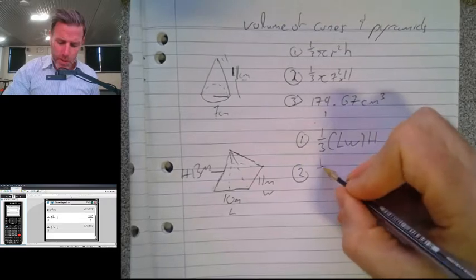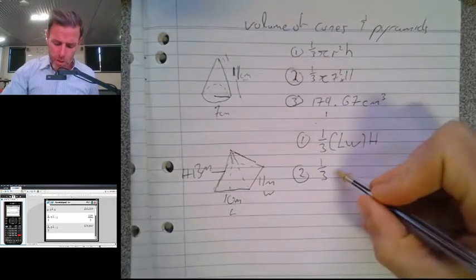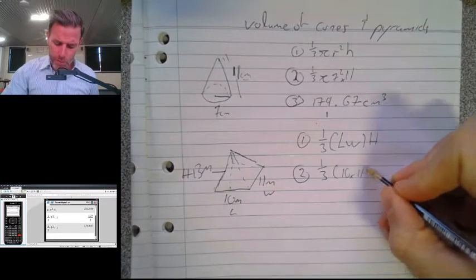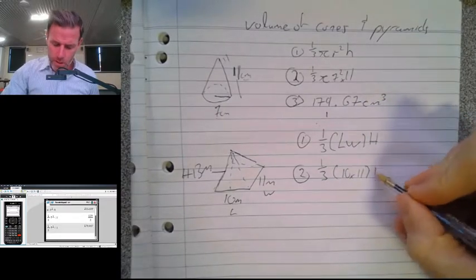If you see here, this is the length, this is the width, this is the height. The second thing I do is I substitute: 1/3 times bracket 10 times 11 bracket times 13.